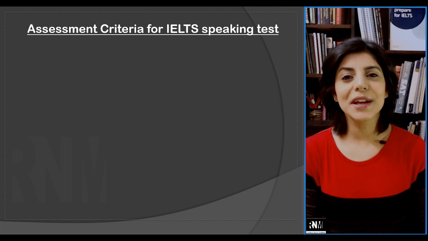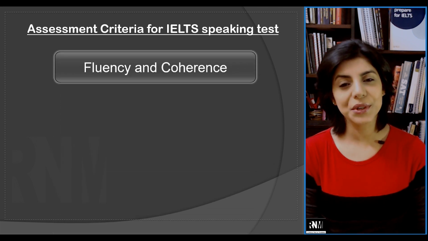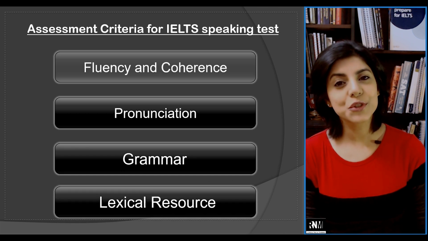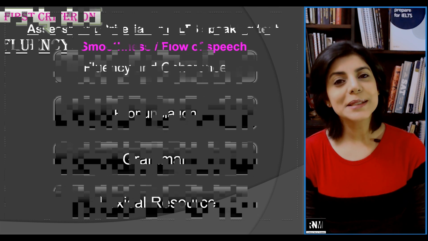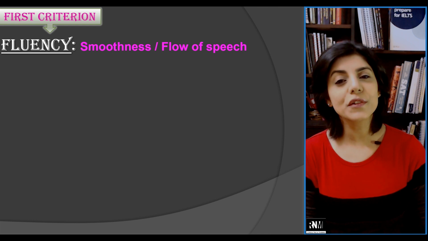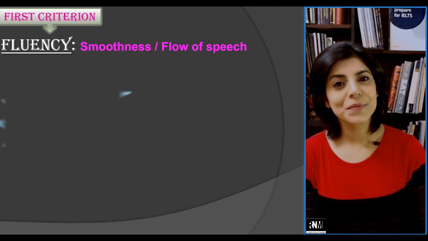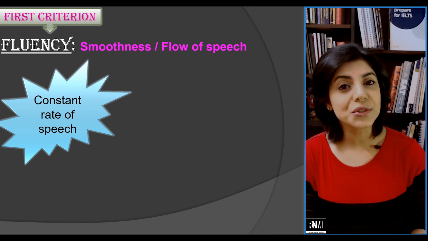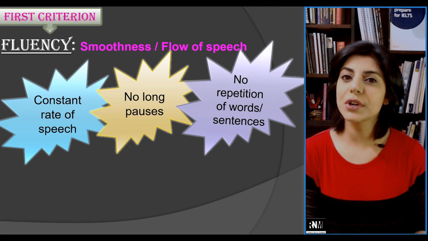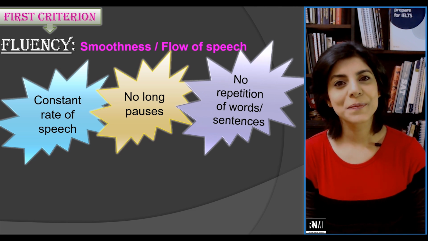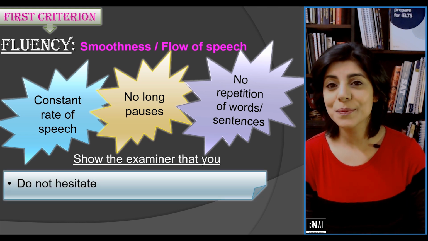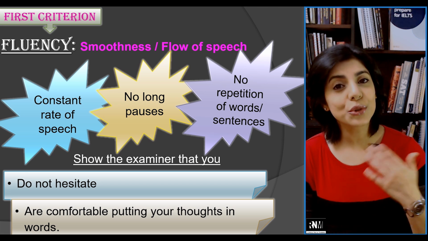So, the four key areas that you are judged on are fluency and coherence, pronunciation, grammar, and lexical resource, which means vocabulary. Let's take up fluency and coherence first. Fluency refers to the smoothness or flow in your speech. Make sure your rate of speech is constant. By which I mean, there mustn't be long pauses or repetition of words or sentences when you speak. You need to show the examiner that you do not hesitate in speaking English, and in fact, are comfortable putting your thoughts in words.